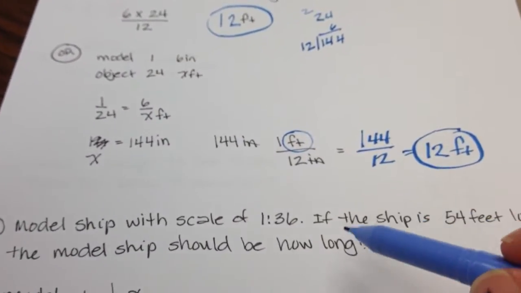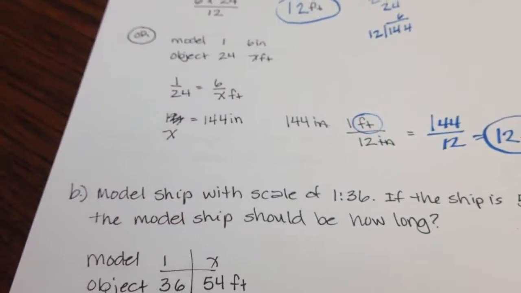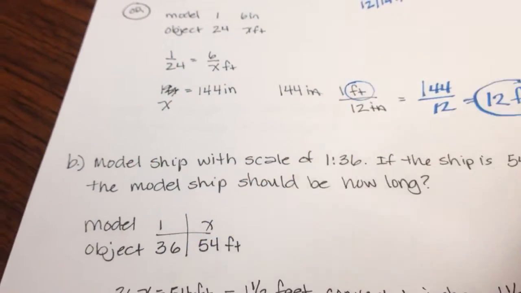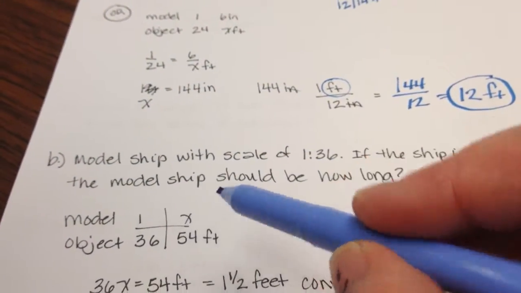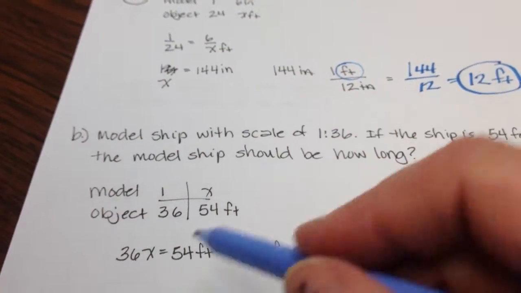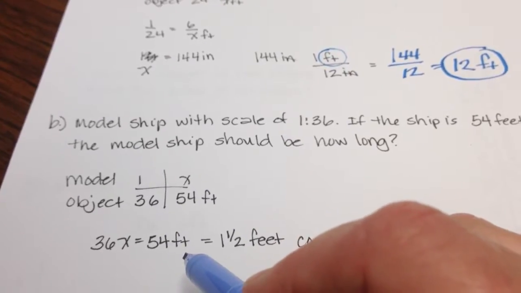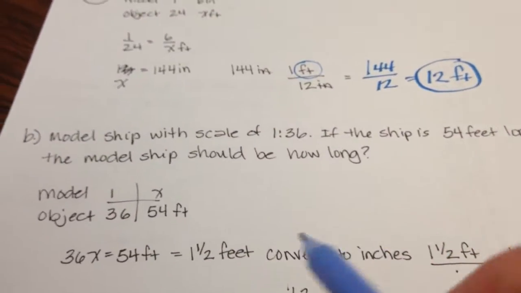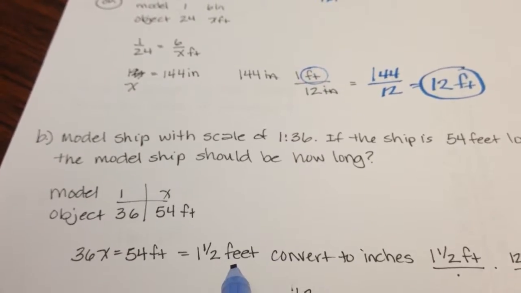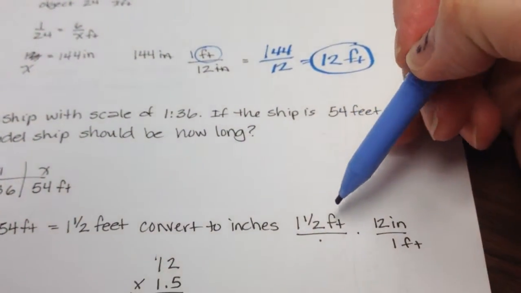Well, let's do another one. A model ship with a scale of 1 to 36. If the ship is 54 feet long, the model ship should be how long? Well, let's do it this way. We got 1 to 36. I don't know what my model should be, but my actual ship is 54 feet. So I'm going to cross multiply, so I get 36x equals 54 feet. If I divide that, I get 1.5 feet. But if we wanted to convert it to inches, we would just do this, right?